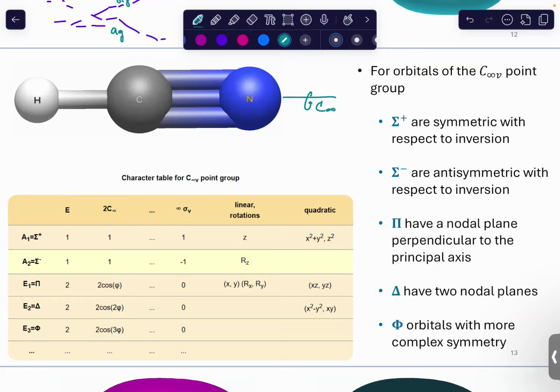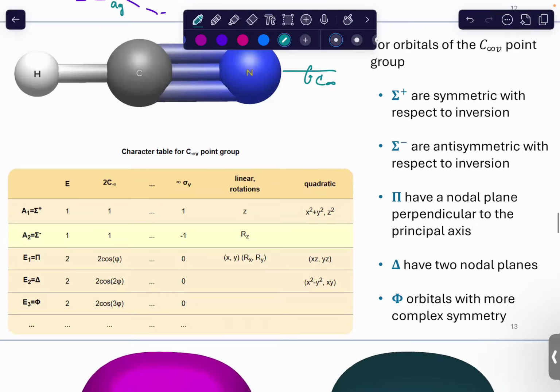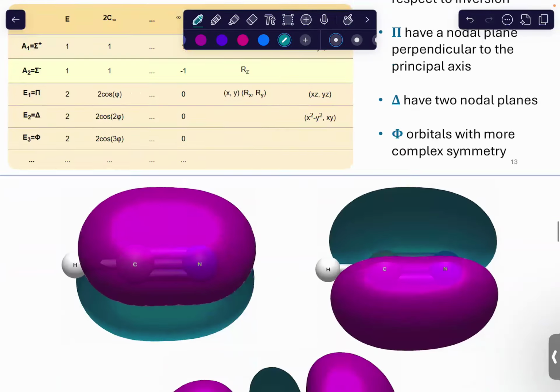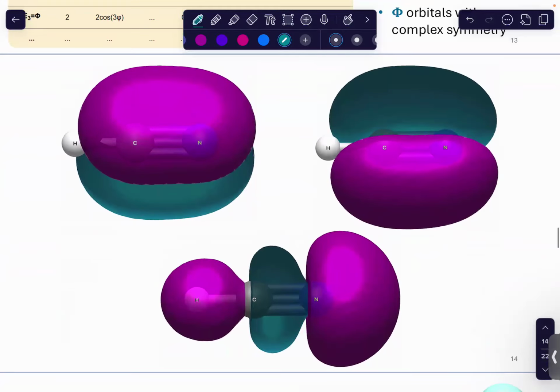Is it because it's C infinity, or could I apply these to any point group? Usually you only see these on your really high symmetry point groups. I'd have to look, but I think I've only really seen these on C infinity character tables. Okay, so let's actually take a look at real molecular orbitals from this molecule.